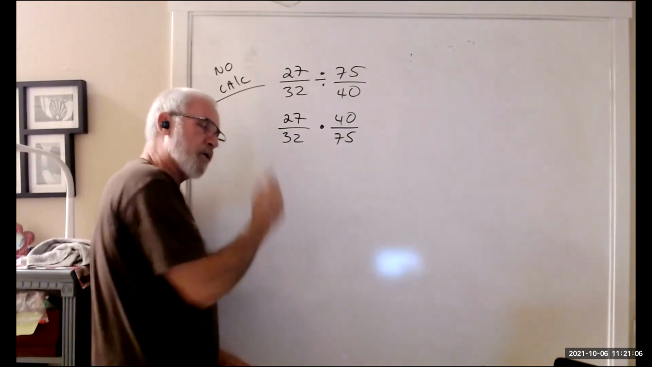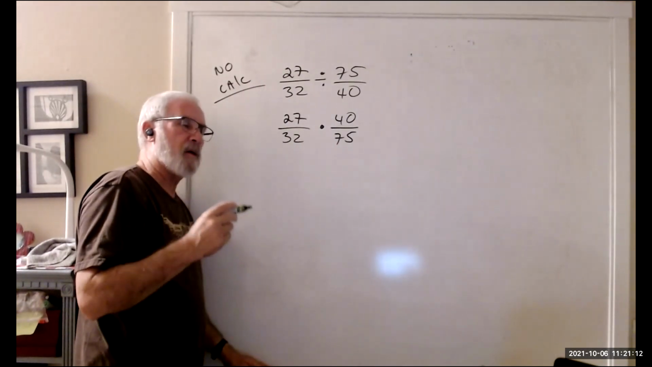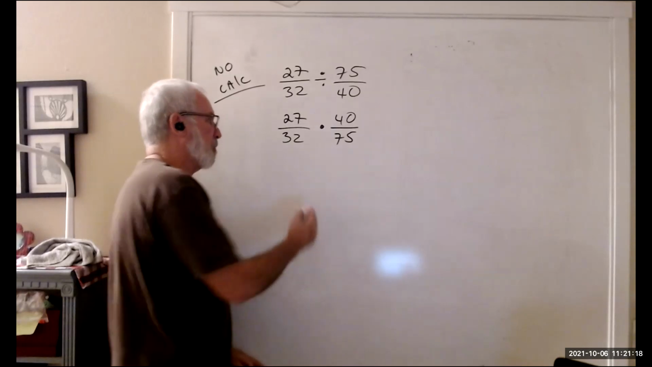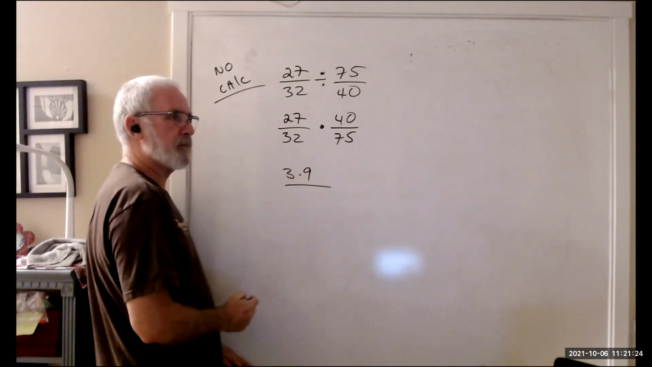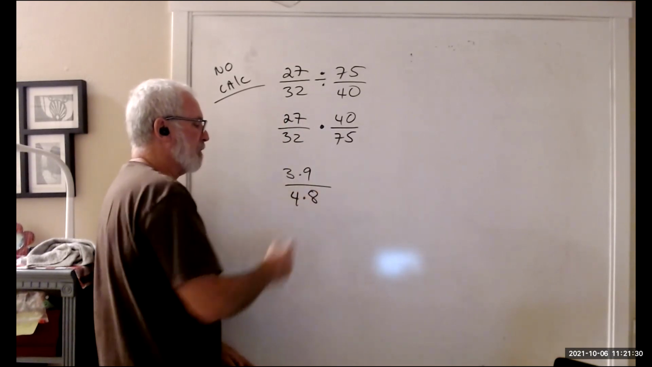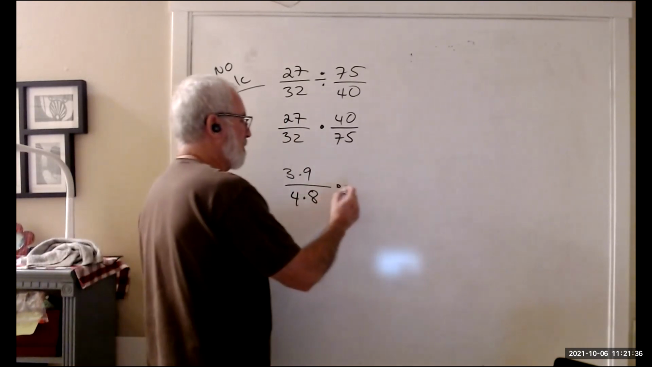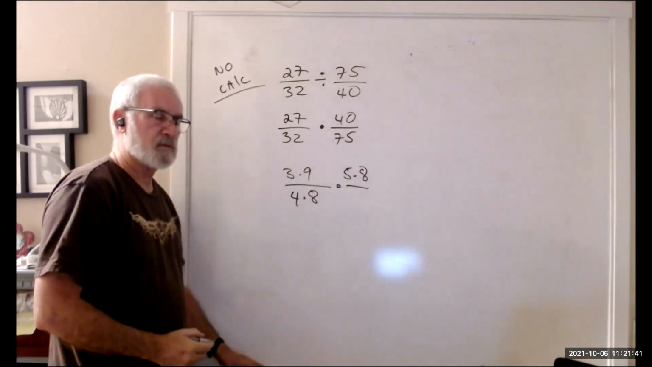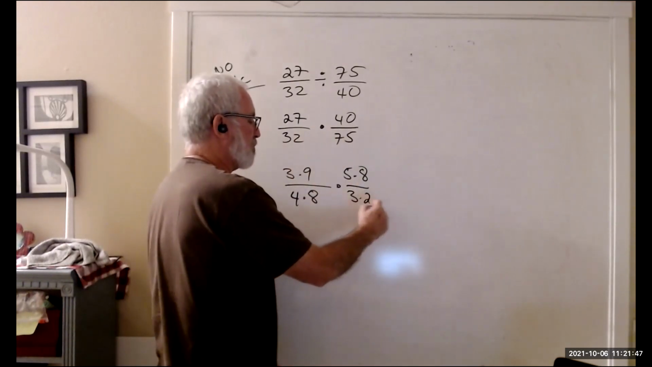Well, here's one method. It's not the only way, but it leads to what I want to show you in our algebra class. Instead of 27, you could think of it as 3 times 9. It's still 27. Instead of 32, you could think of it as 4 times 8. Instead of 40, you could think of it as 5 times 8. And instead of 75, you could think of it as 3 times 25.